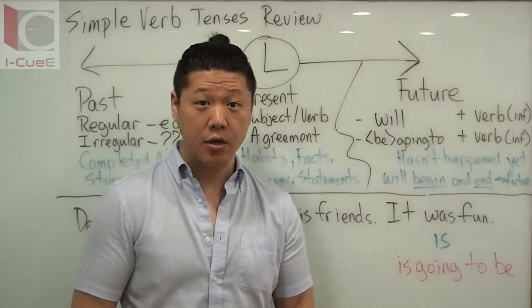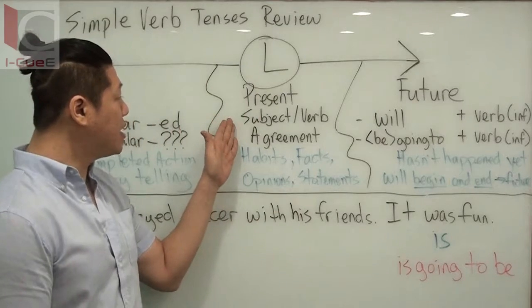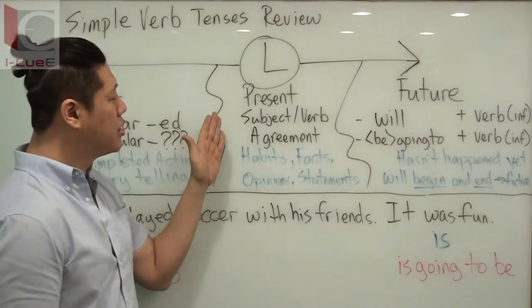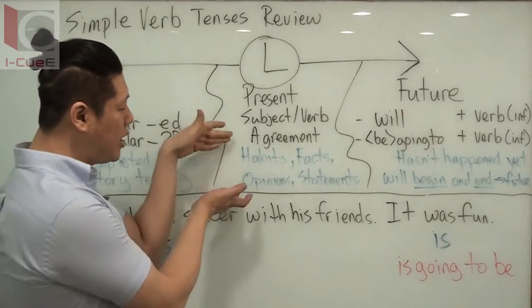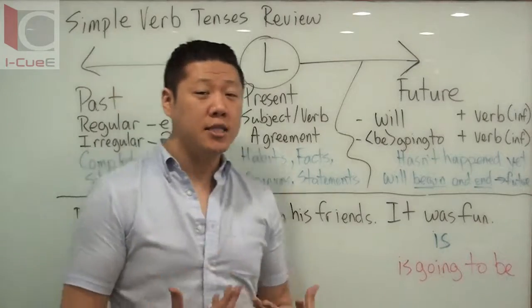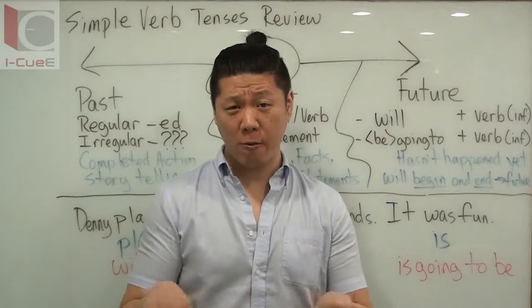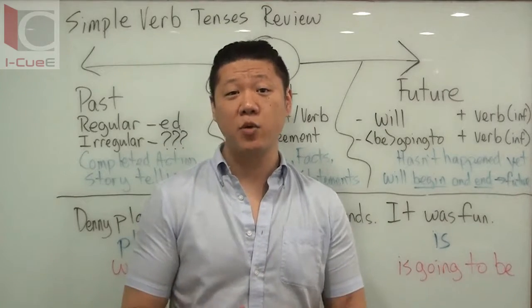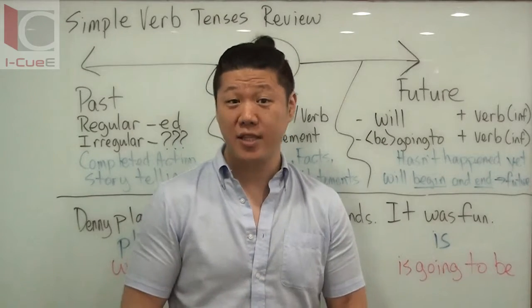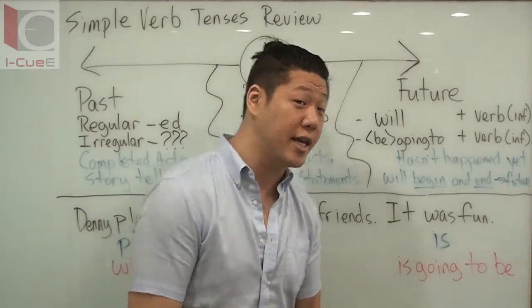So when we're using the simple present tense, just remember subject-verb agreement and using it in this way. We are not talking about what we're doing right now. If you are doing something right now, we're using the present progressive tense, and we'll review that in a later lesson.